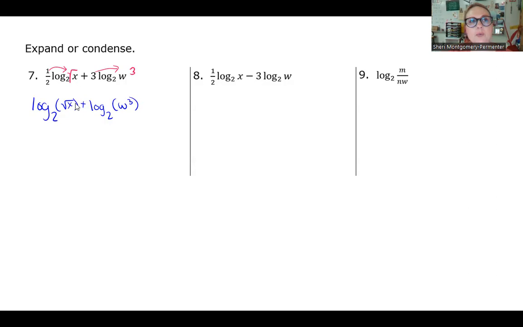And then from here, when you are adding, what do you do? Multiply. So add means you're going to multiply. So when I put these logs together, it's going to create one log. And it's the square root of x times w to the 3rd power. As soon as you can get it condensed to just one log, then you are done. That's how you know if you are done.